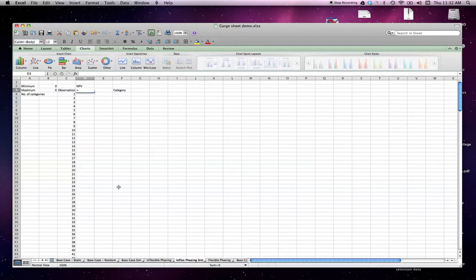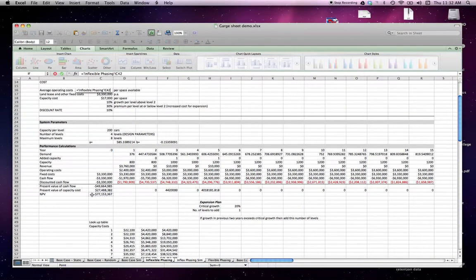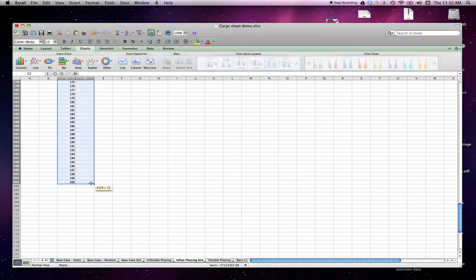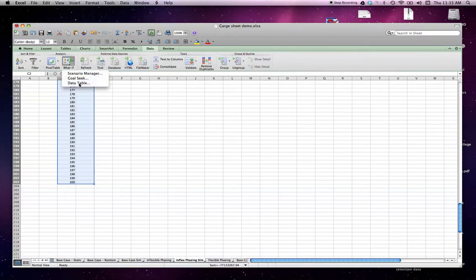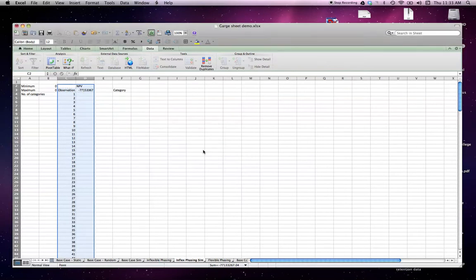So the net present value is this. I'm going to look at the net present value of this right here. That's the variable that we're going to look at, right? And we're going to use the two-way table. So we're going to highlight. We're only going to do 200 observations, though. Right? And we're going to do the data, what-if, just like before, the data table, and the column input again is this, and that generates the random numbers. Whoops. What did I do? What did I do?